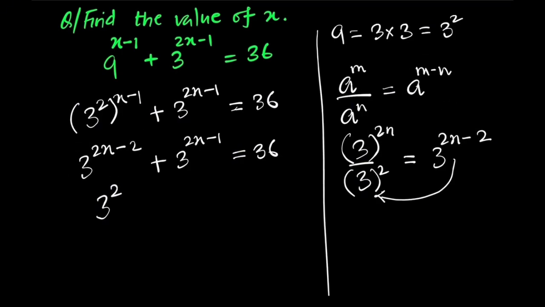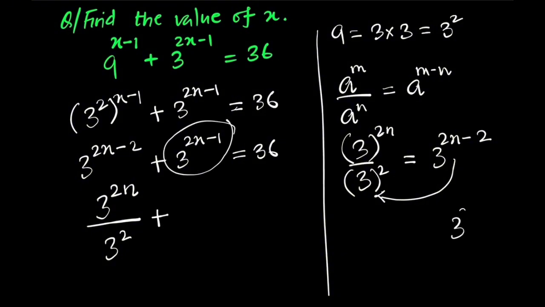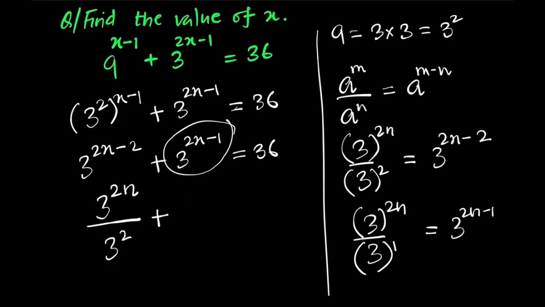So this becomes 3 raised to 2x divided by 3 raised to 2 plus, again I want to break this using the quotient law. So 3 raised to 2x minus 1, I can write this as 3 raised to 2x divided by 3 raised to 1. So this becomes 3 raised to 2x divided by 3 raised to 1, which equals 36.